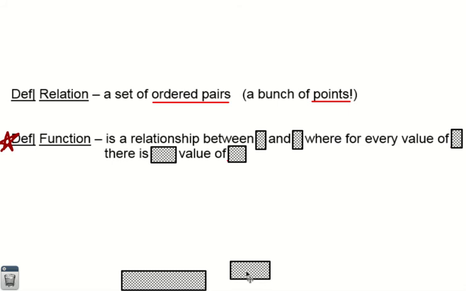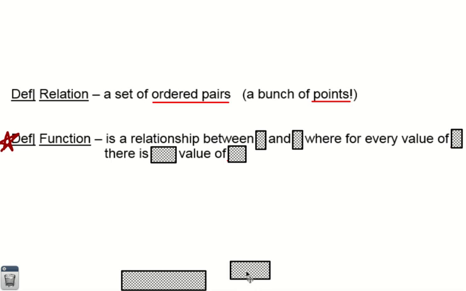And so that's it. What I always say is, if all it takes for something to be a relation is a bunch of ordered pairs, that means any table, any list, any graph in the plane, any equation that involves not just x and y, but any two variables. Anything would be, because ordered pairs don't have to be x and y. It could be m and n. It could be a and b, whatever. So that's all it takes to be a relation.